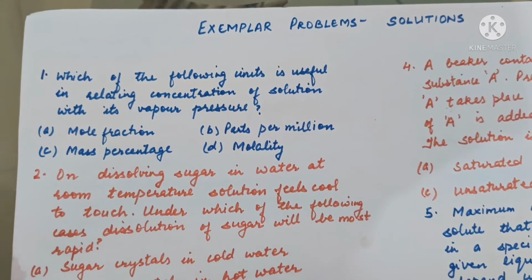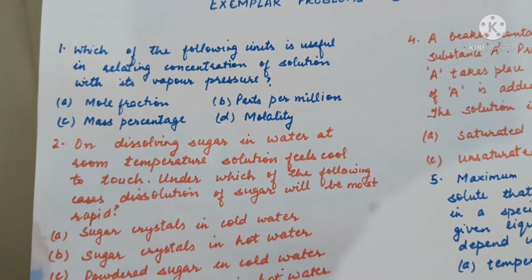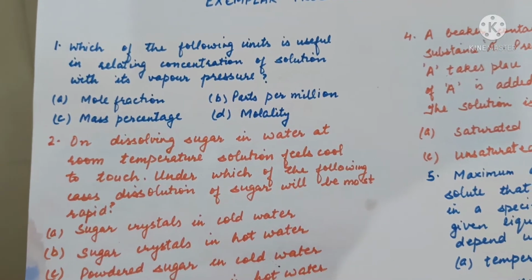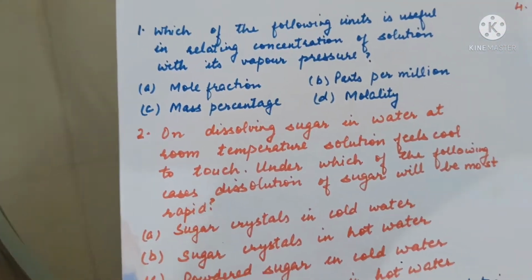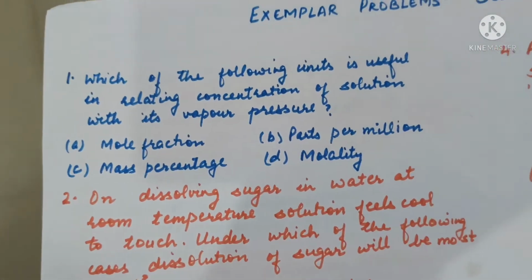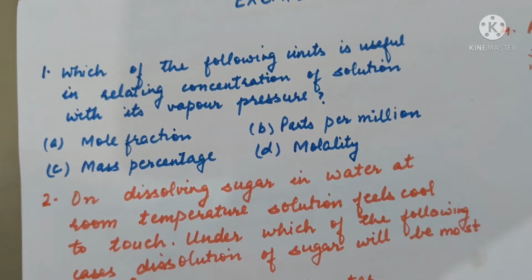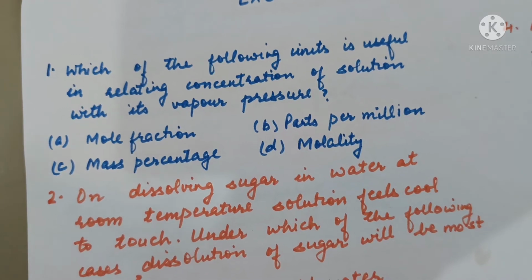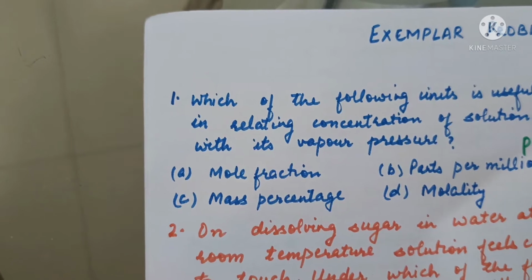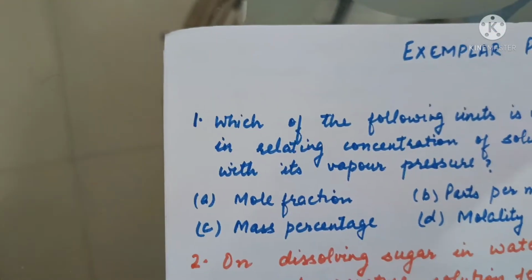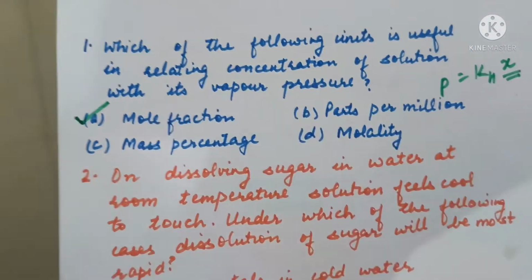Today we'll be doing exemplar problems on the chapter Solutions. Which of the following units is useful in relating concentration of solution with its vapor pressure? According to Henry's law, the partial pressure of a gas in the solution is proportional to the mole fraction of the gas in the solution. P is equal to KH into X. So vapor pressure can be related to this property, mole fraction. So option A is the correct answer.